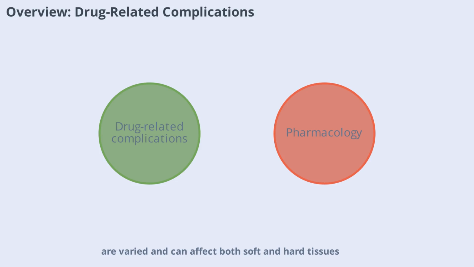Complications arising from drugs or chemicals used in local anesthesia are varied and can affect both soft and hard tissues. These may include tissue injury, necrosis, and allergic reactions. Understanding the pharmacology of anesthetic agents and their potential side effects is essential for safe practice. Dental professionals must always consider patient history and possible drug interactions before administration.